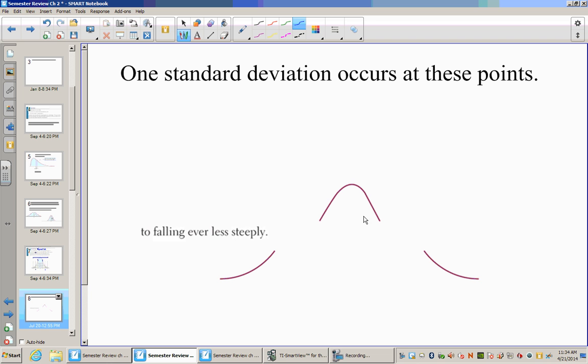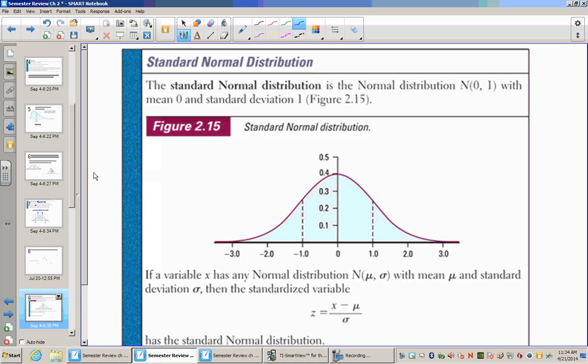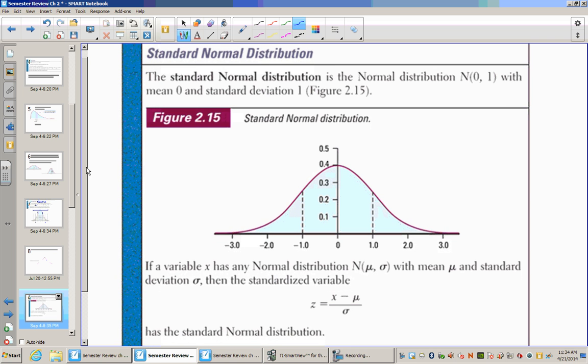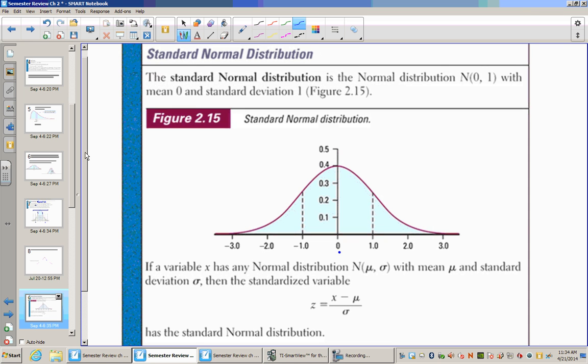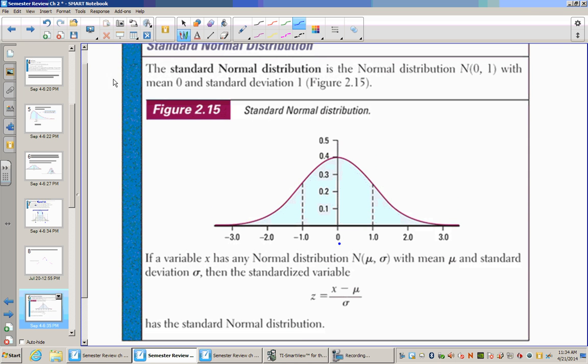Now, one standard deviation falls at the inflection point. So when it changes from concave down to concave up, that's where one standard deviation falls. Every type of normal distribution can be converted to a standard normal curve where the mean is 0 and the standard deviation is 1. And this is where our z distribution comes from. And when we look at our tables.